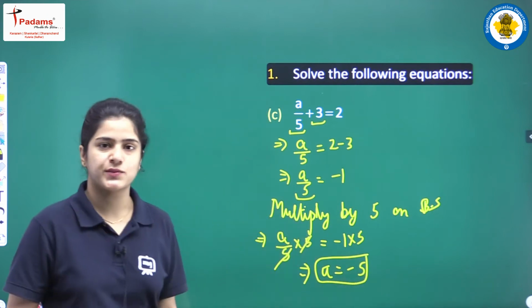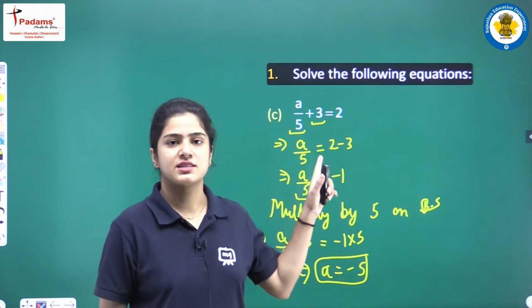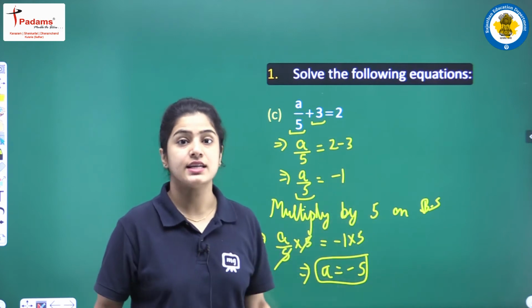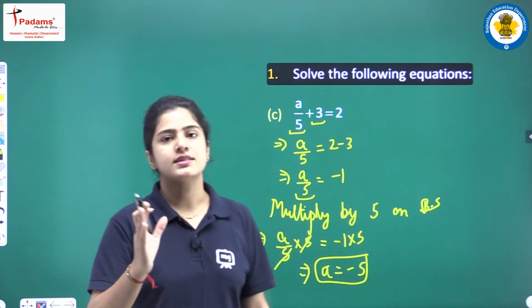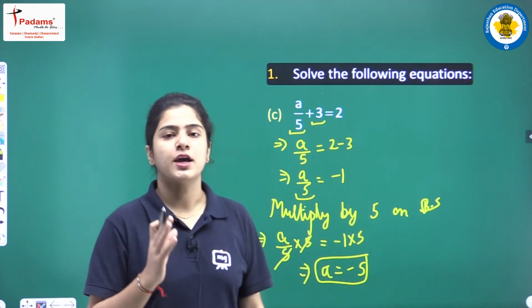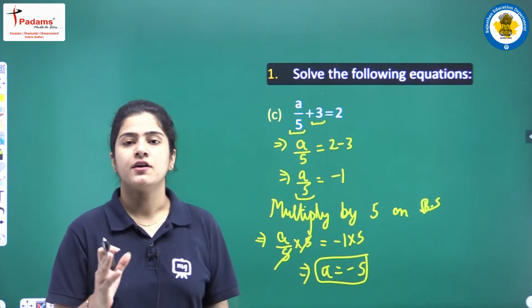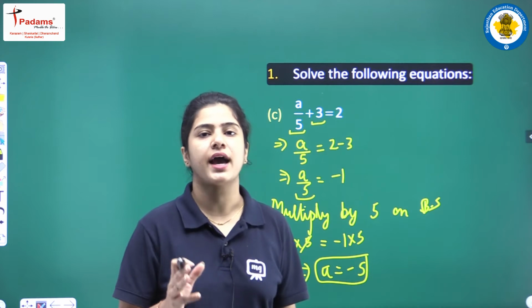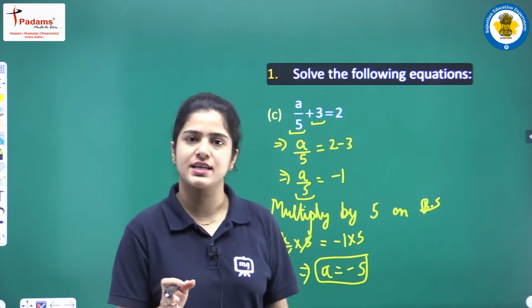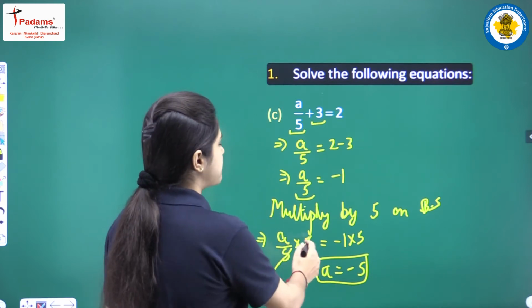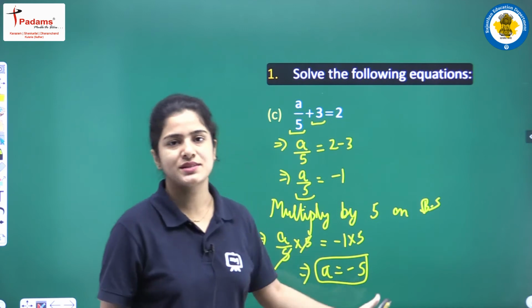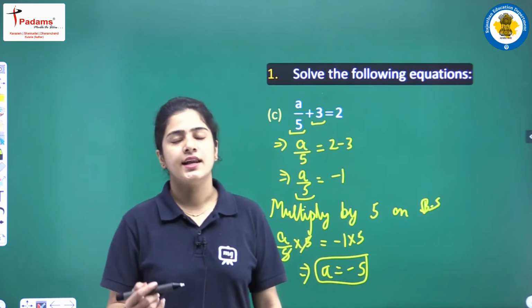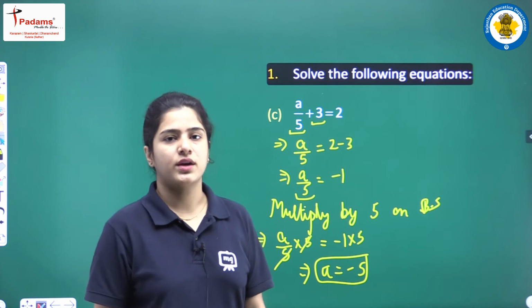Okay, students. What we have done? We have transposed this 3 to the right hand side. It became minus 3. 2 minus 3 is equals to minus 1. A upon 5 is equals to minus 1. 5 is in the division with the variable. So, to eliminate that 5, we have to multiply by 5 on both the sides. Okay. By multiplying 5 on both sides, we got A is equals to minus 5. Okay, students. Looking at another question, what is it?